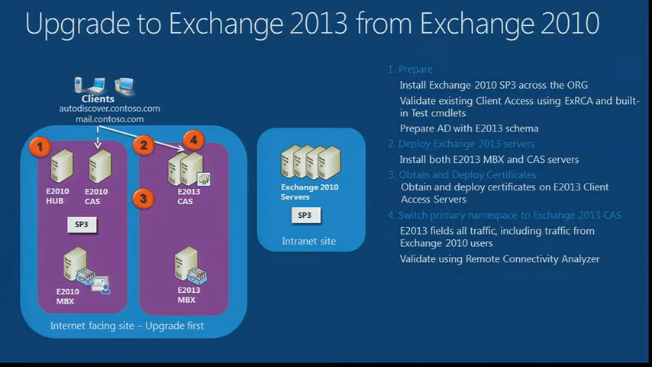Now, of course, before you start telling users and before you start swinging things over, once you've made that namespace change and moved DNS over, of course, you're going to be doing that inside and outside the org, so you want to run the remote connectivity analyzer again and verify that everything is good. Once you've done that, life is good, you're ready to do the cutover and start moving mailboxes.